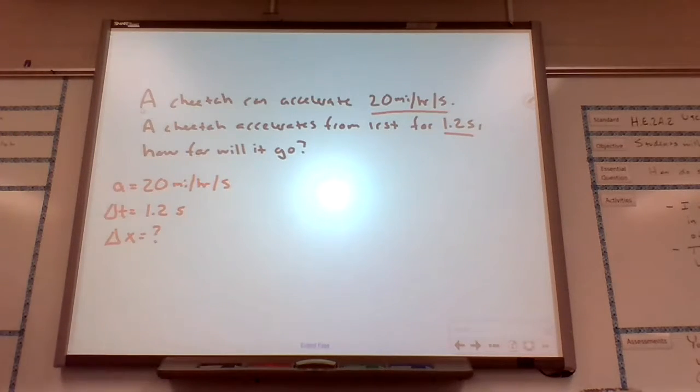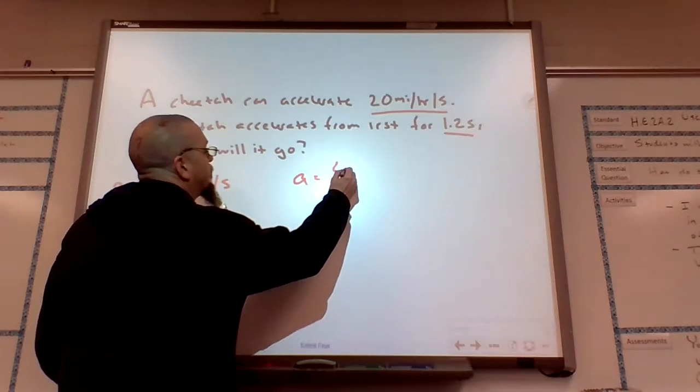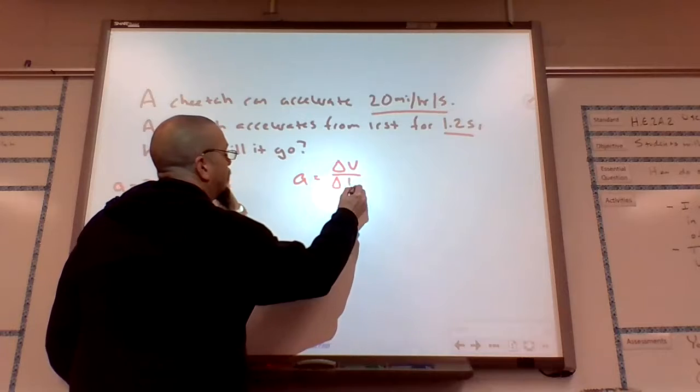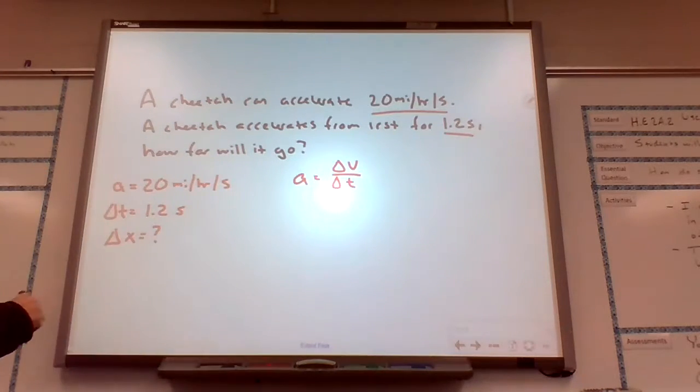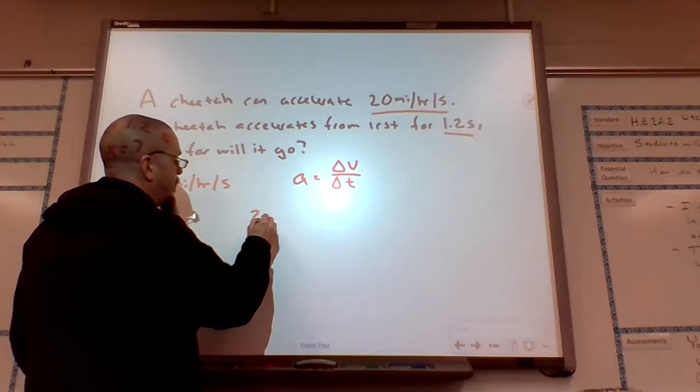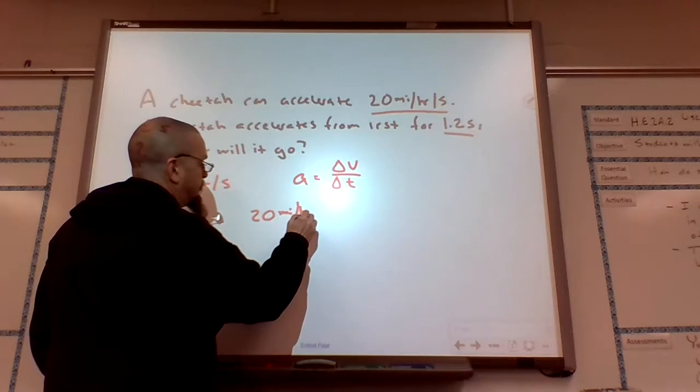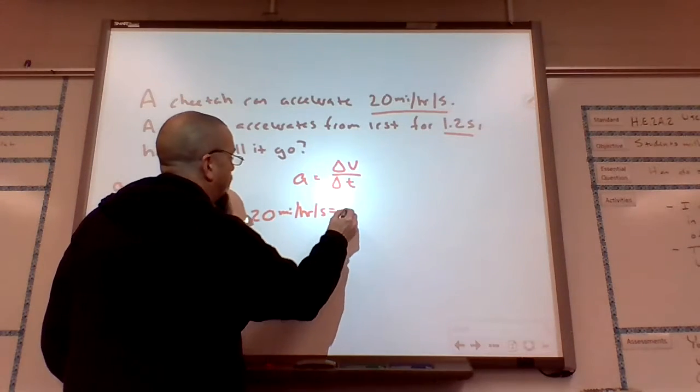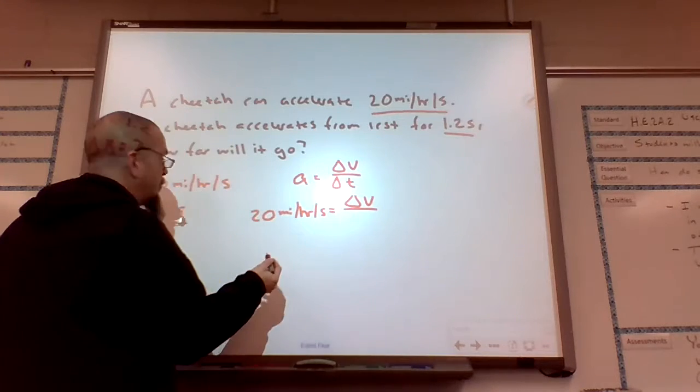And yeah, there are better ways of doing this problem. The thing is, we're using this one equation. So we have to do this in a couple of steps. We're going to start by using the acceleration equation to find a delta v. That's what we can do with the numbers that we have. Acceleration equals delta v over delta t. My acceleration is 20 miles per hour per second. I'm looking for delta v. My time is 1.2 seconds.